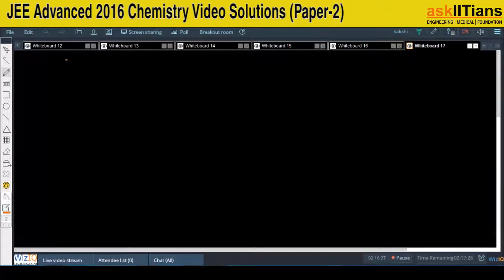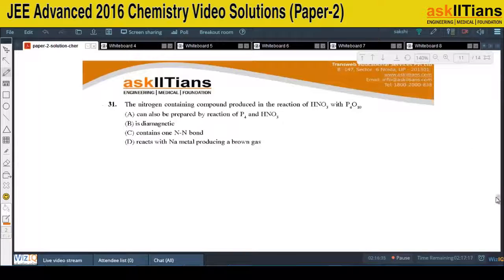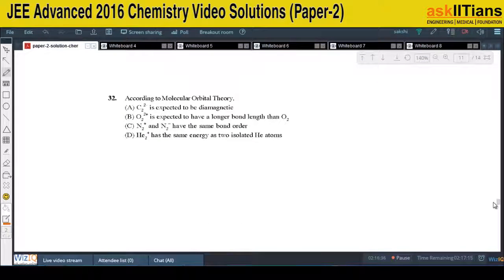over to question number 32. Now what's there in this question number 32? First of all, let's read it out. One sec again, and let us read this. So question number 32 says that according to the molecular orbital theory, C2 is expected to be diamagnetic, O2+ is expected to have a longer bond length as compared to O2, N2+ and N2- have the same bond order, and He2+ has the same energy as two isolated helium atoms.